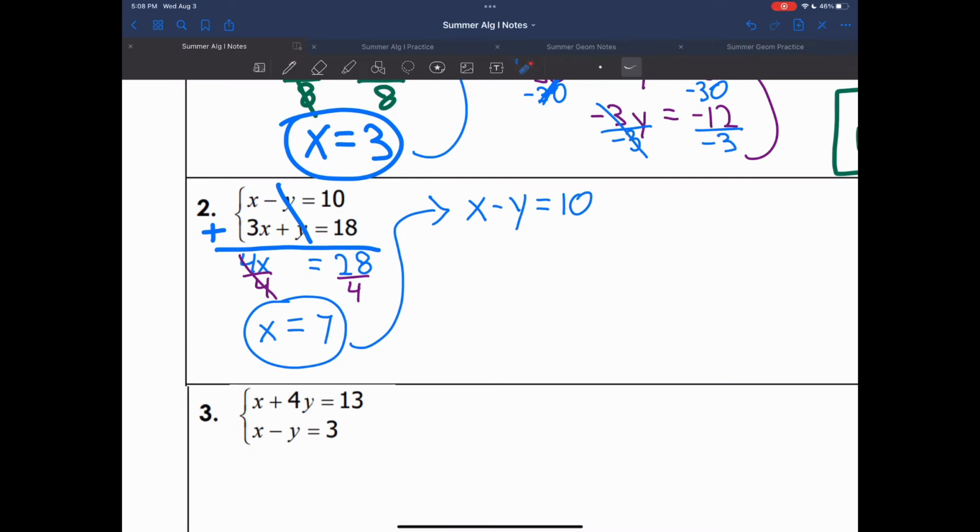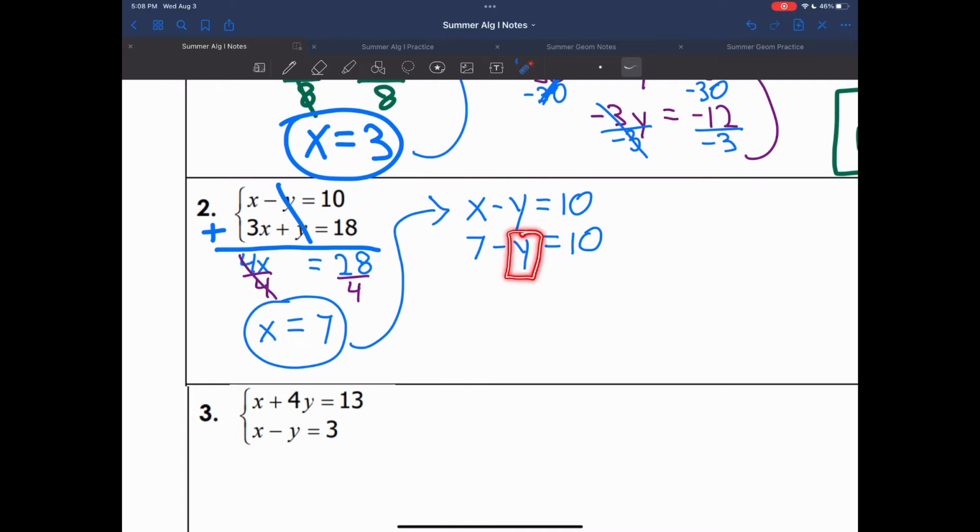Now, I know I got x equals 7. So 7 is the value of x, which means it's got to go in for the x variable specifically. So instead of x minus y, I'm going to put 7 minus y equals 10. All I've done is replace x with 7. And now I want to solve this equation for y. So I want to get the y by itself.